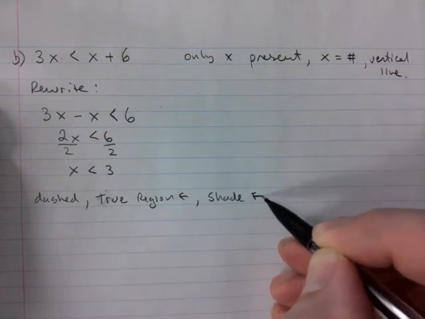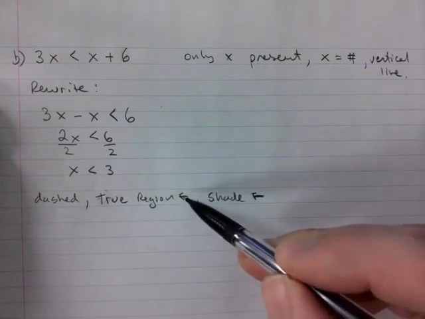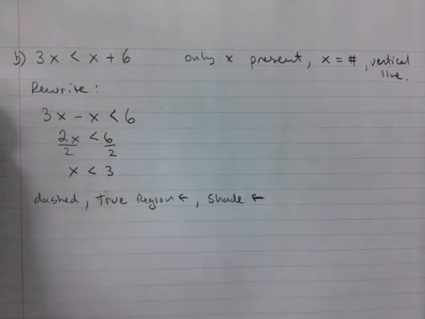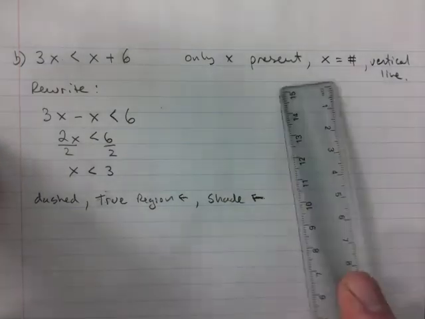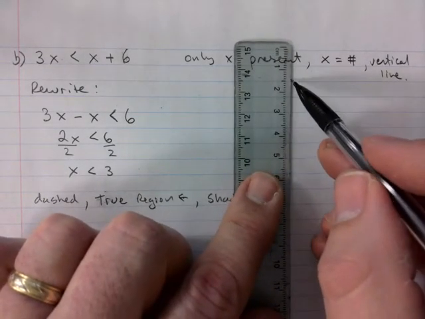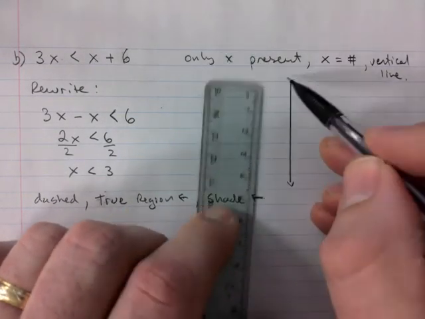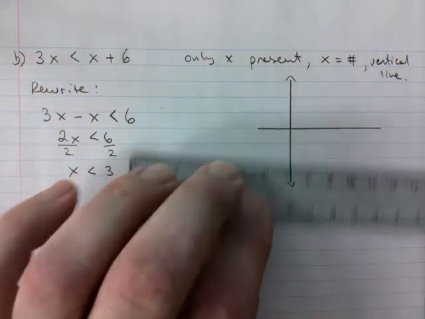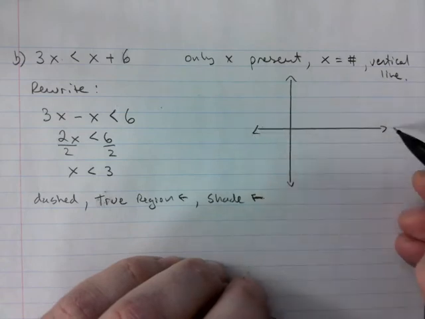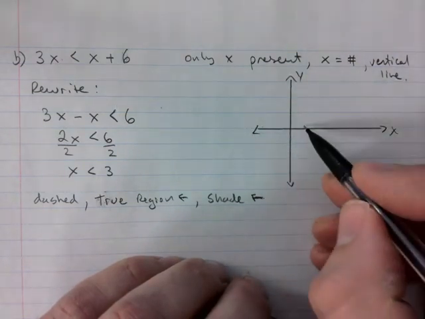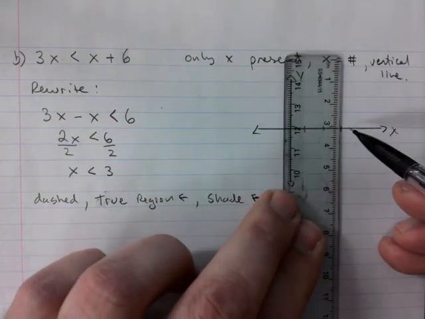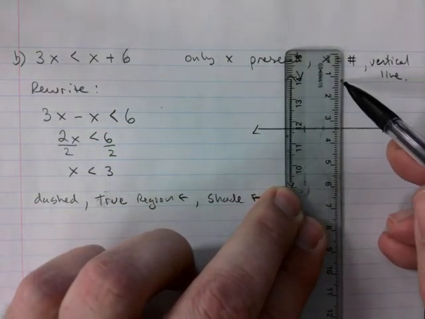Right now, because we're using regular shading, the true region and the shading region will match. Because this is a fairly easy graph to do, I'm just going to use this little section here. I can actually just focus on the positive side. X and Y. So 1, 2, 3. And make sure it's a dashed line.